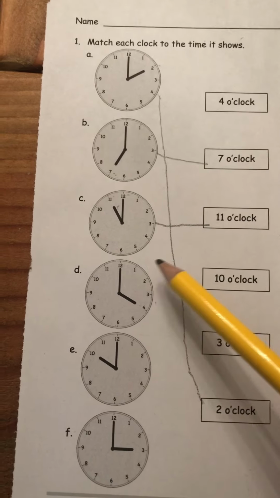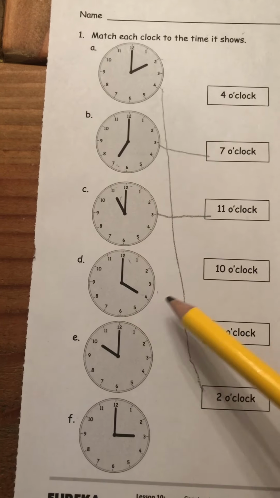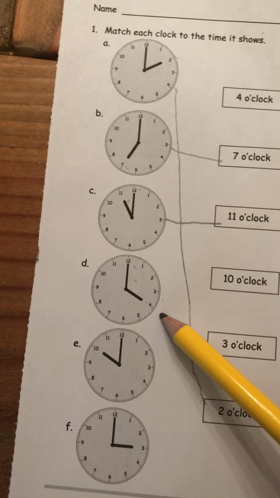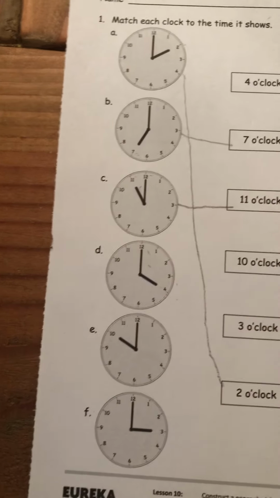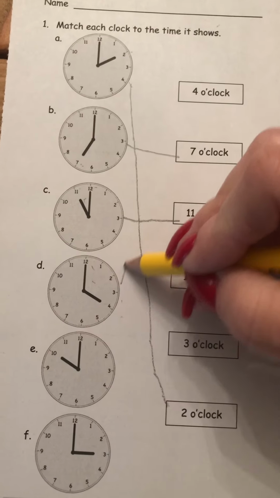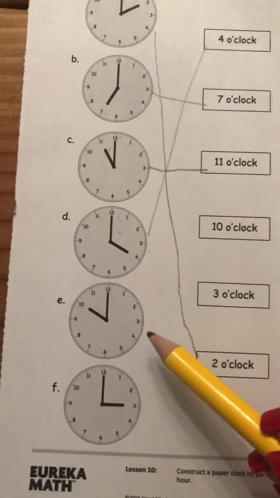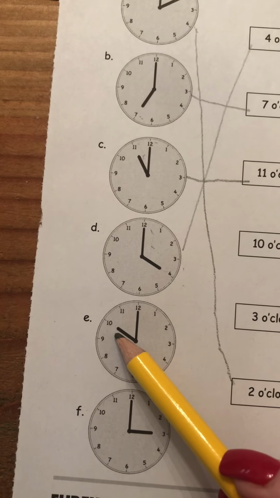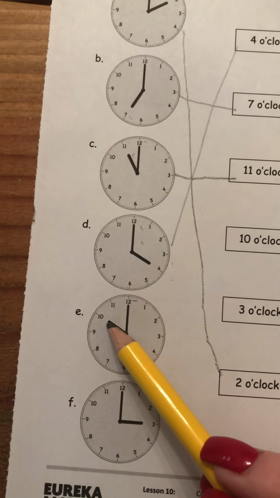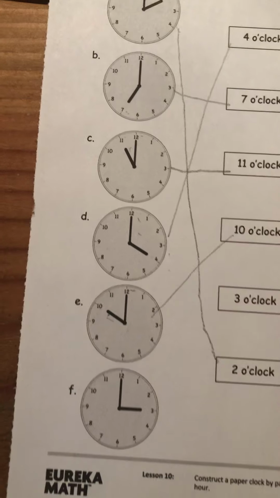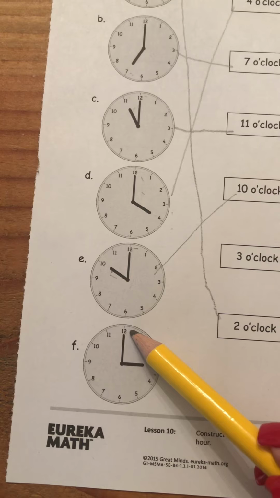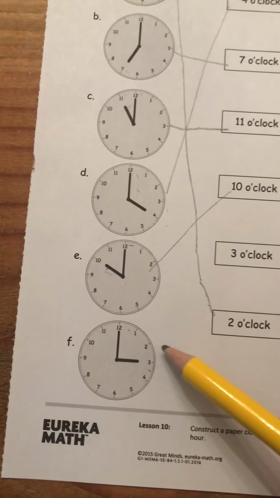Letter D's clock says the shorthand's pointing at the 12, so we know it's o'clock. And I'm sorry, the longhand's pointing at the 12, so we know it's o'clock. And the shorthand is pointing at the number 4, so we know it is 4 o'clock. Draw a line to 4 o'clock. Good. E says the shorthand is pointing at the 10, the longhand is pointing at the 12. We know that means o'clock, and we say 10 o'clock. Next, we have the shorthand at the 3. The longhand is still at the 12, so we know it is 3 o'clock. Draw a line.